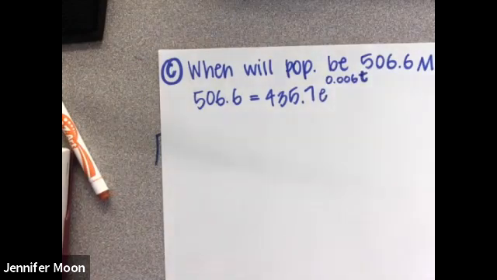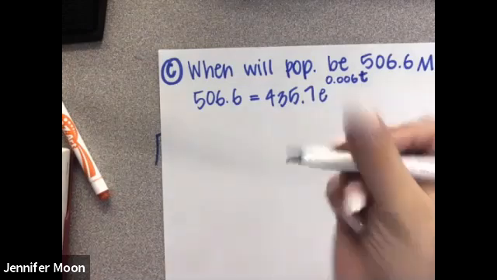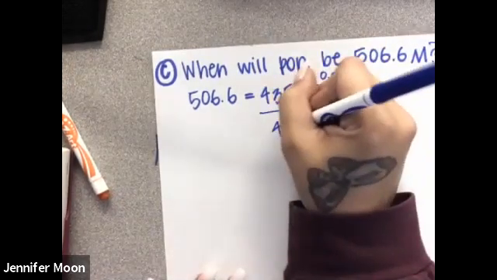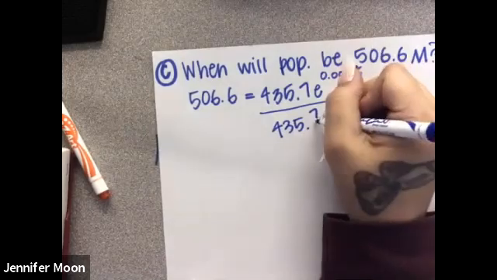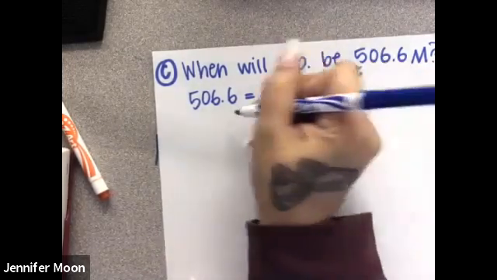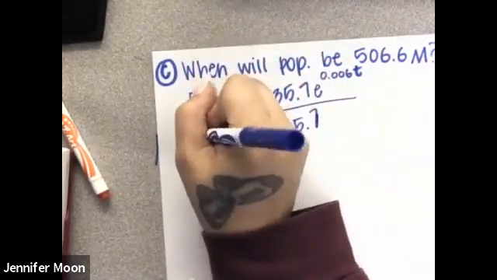So the fact that there's this coefficient of 435.7 multiplying my e raised to a power, what I want to do is the inverse of multiplication, right? The opposite. And I want to divide both sides by 435.7. Does that make sense? I want to get it to where it's just b to the x, right? What you do to one side, you have to do to the other.